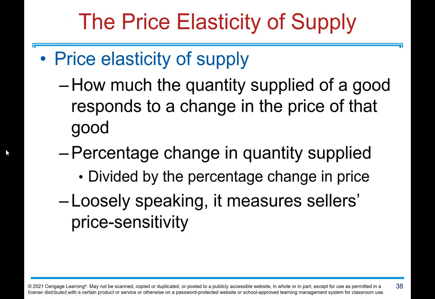Price elasticity of supply. Price elasticity of supply is how much the quantity supplied of a good responds to a change in the price of that good. Percentage change in quantity supplied divided by the percentage change in price. Loosely speaking, it measures sellers' price sensitivity.